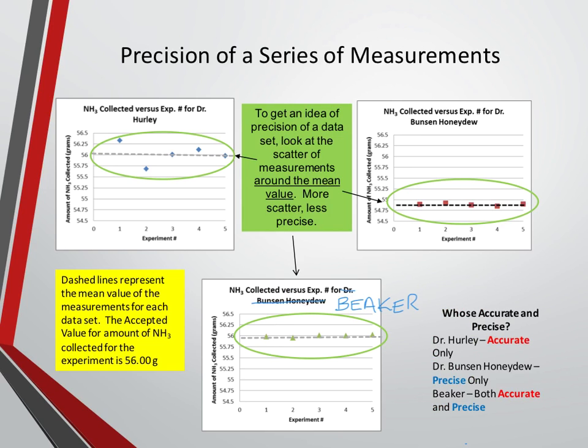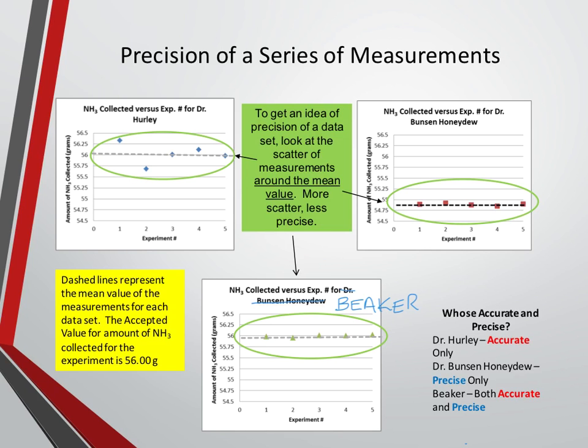So let's look at Dr. Hurley's data here. Remember, he calculated a mean value of just about 56.02 for his ammonia experiment. But when we plot each one of his data points, we can see that there's a lot of scatter in the data, right? They're not even close to the line, some of them. These two are on the line. This one's close, but these two are far away. So there's quite a bit of scatter. So since there's a lot of scatter, therefore there's low precision.